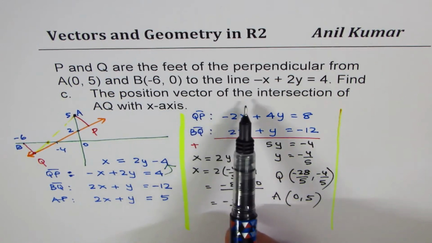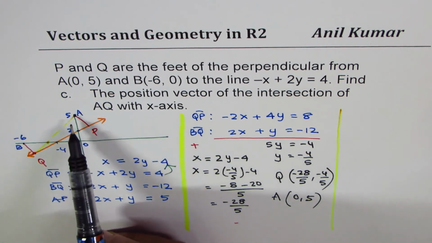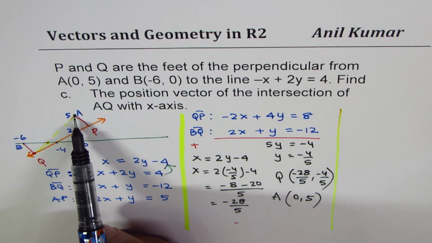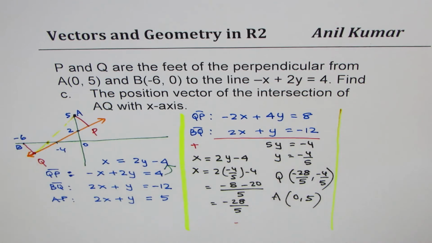Since it says vector equation, let me go with the vector equation. So we are mixing and matching. For my friends who are not doing vectors, you have 2 points. Find the equation of the line and then find its x-intercept, right? That's so simple. You know the y-intercept is 5, and that makes things very simple. Y-intercept for AQ is 5.